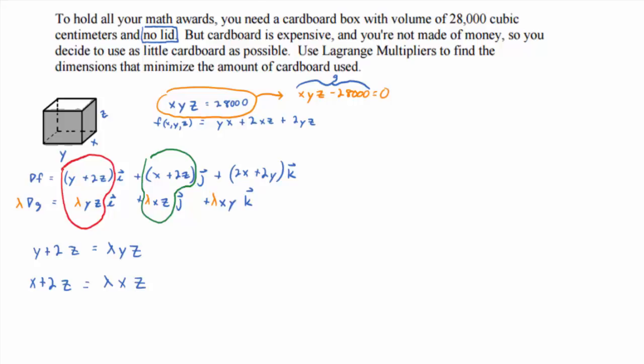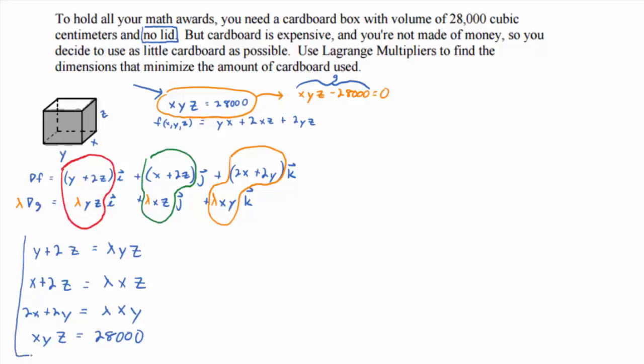And then the third component, or third equation rather, you'd get by setting the third components equal. So 2x plus 2y is equal to lambda x times y. And then you really should include what we call the constraint equation. I'm going to use the first version of it. X times y times z is equal to 28,000.